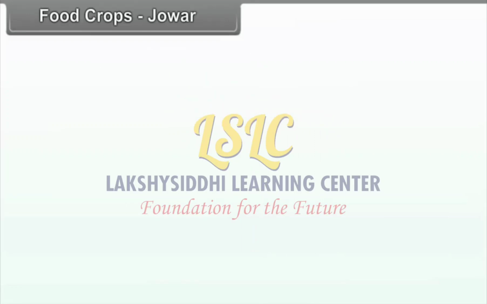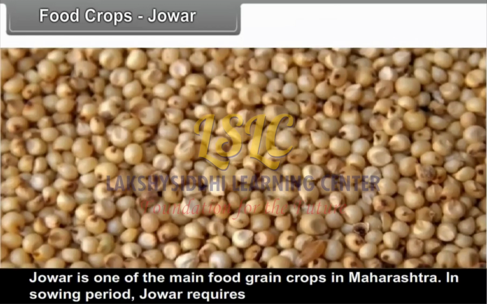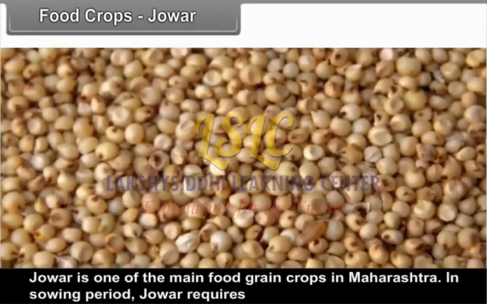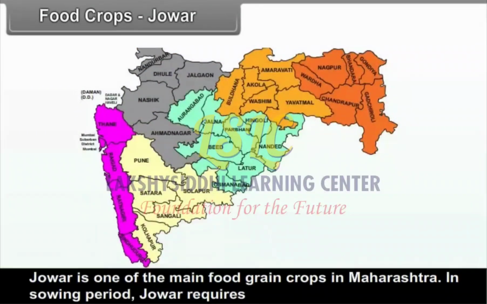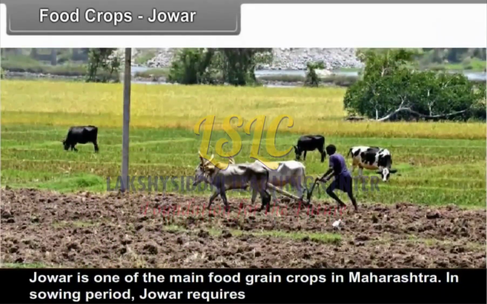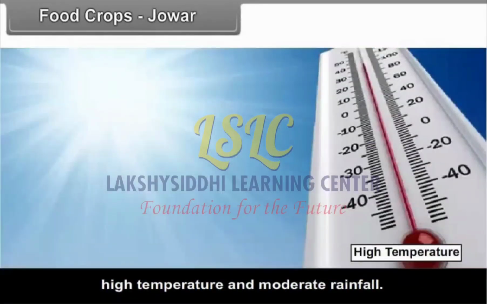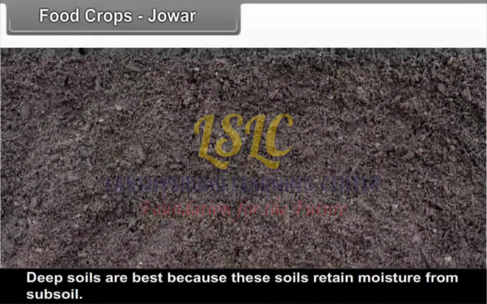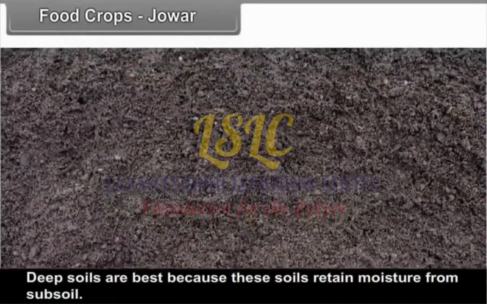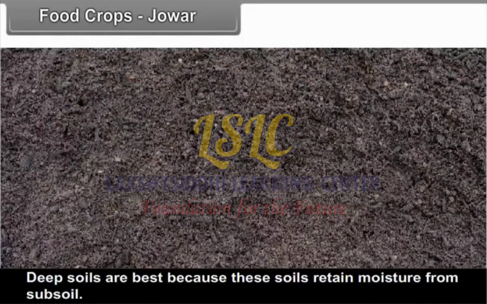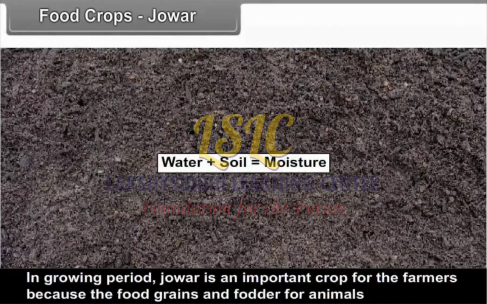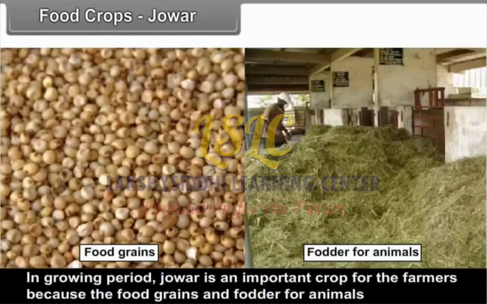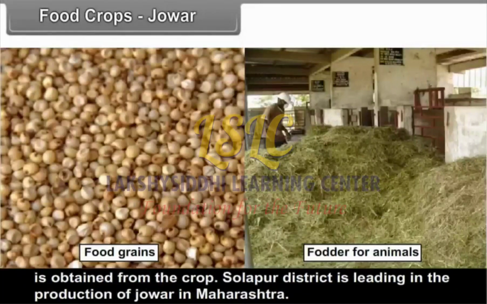Food crops. Jawar. Jawar is one of the main food grain crops in Maharashtra. In the sowing period, jawar requires high temperature and moderate rainfall. Deep soils are best because these soils retain moisture from the subsoil. In the growing period, jawar is an important crop for the farmers because the food grains and fodder for animals are obtained from the crop.